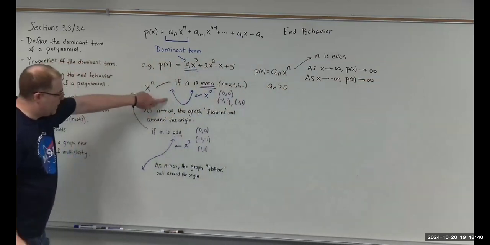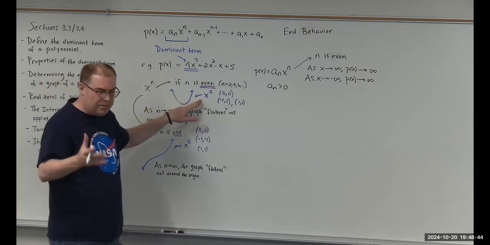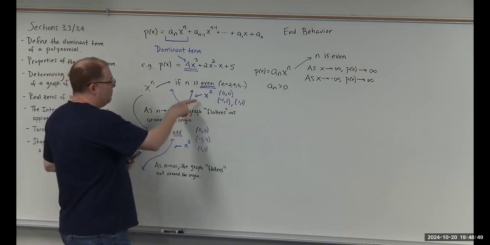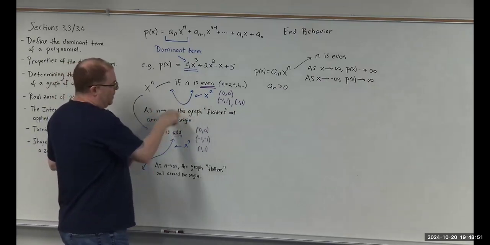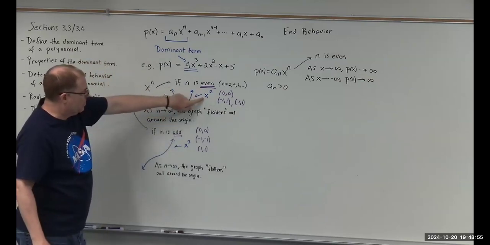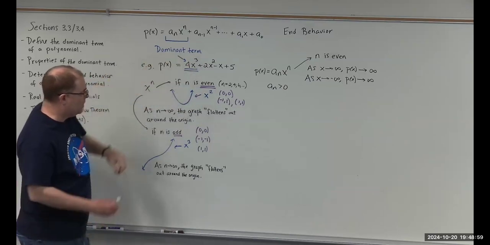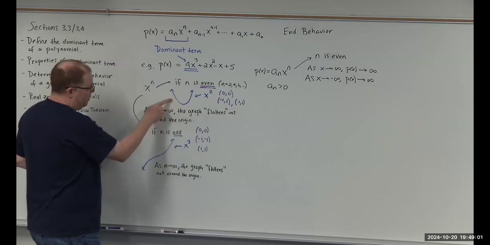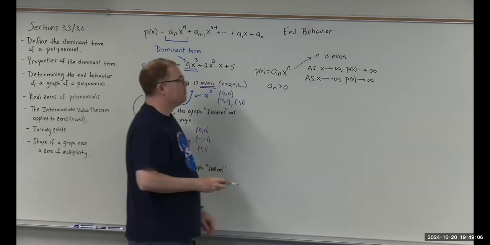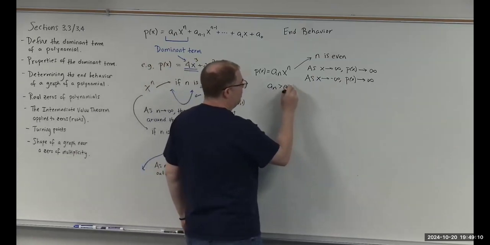If you think about a simple case like x squared, which is one of your basic parent functions, that makes sense. First of all, it's even, and we're assuming there's a positive number there. So as x goes to infinity, these y values get larger. As x goes to negative infinity, these y values are getting larger and larger. So that's the case for even.